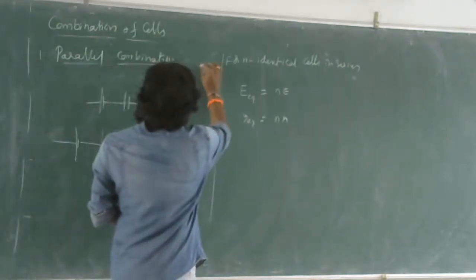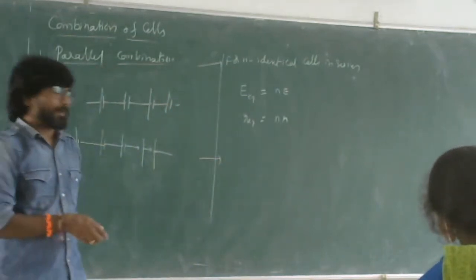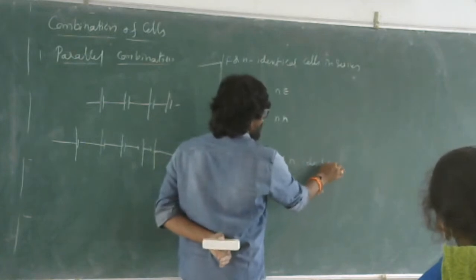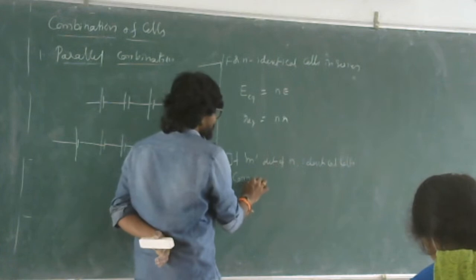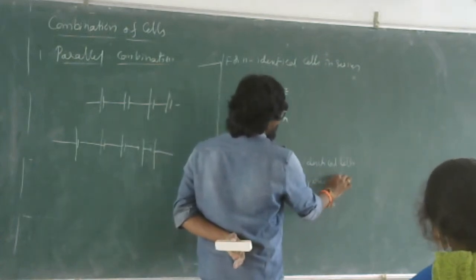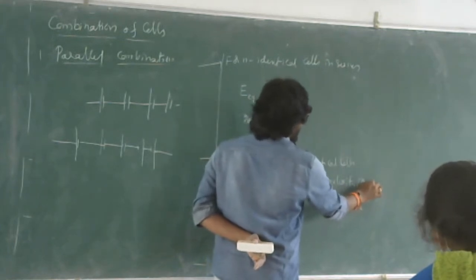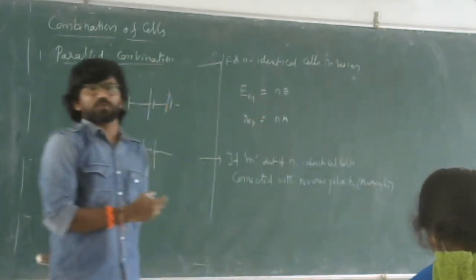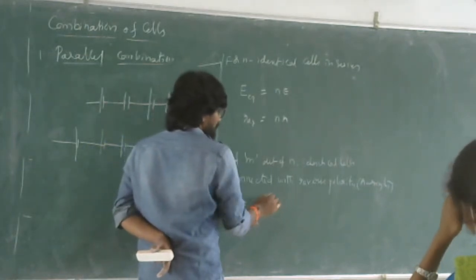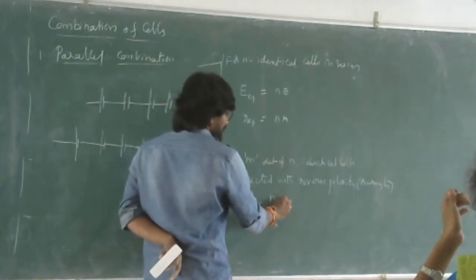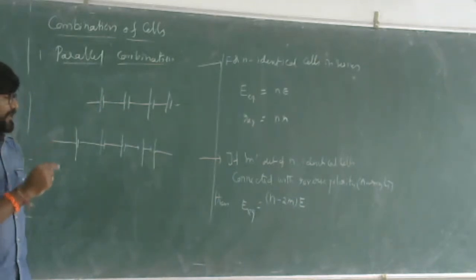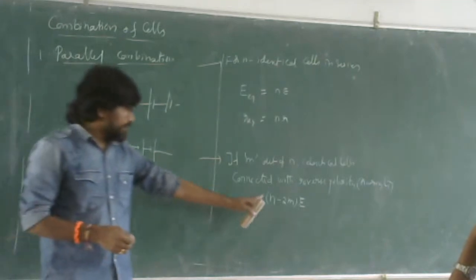So in that case, write down here, if m out of n identical cells are connected with reverse polarity, or wrongly connected, then E equivalent is equal to (n minus 2m) into E. Provided n should be greater than 2m.